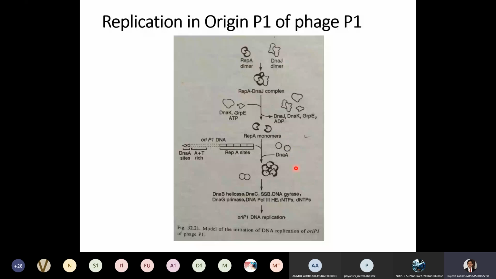So you have to learn only this complex, that is, what comes before the addition of the RAP-A monomer. That means first the RAP-A dimer and DNA J dimer will come and form a complex, then DNA K, GRPE and ATP combine, and then the RAP-A monomer forms, and this will bind with the RAP-A site. So I think you can understand.